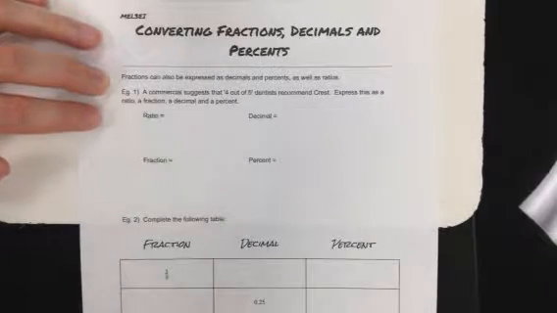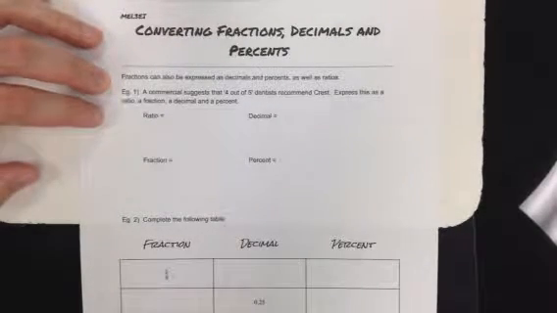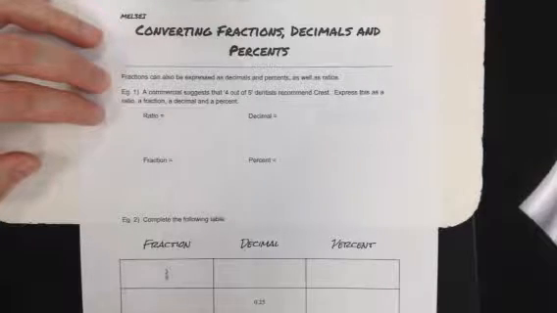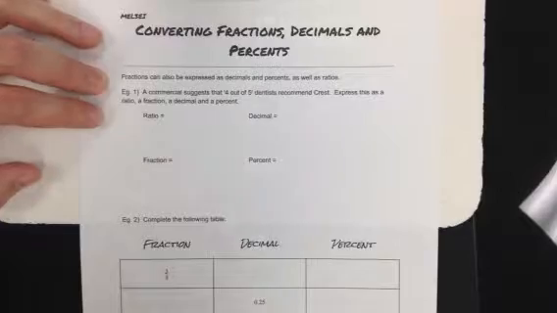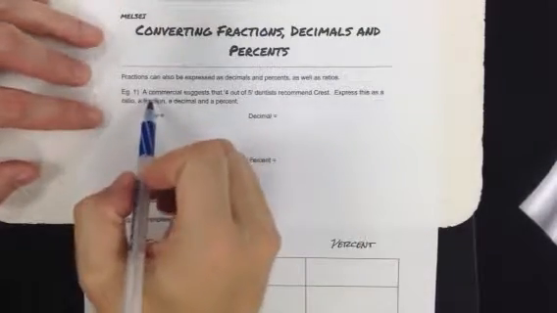All right, here we are with part 3 of the review. Today we're going to look at how fractions, decimals, and percents can be used interchangeably one with another and how we can convert between them. So we're going to look at this example here.